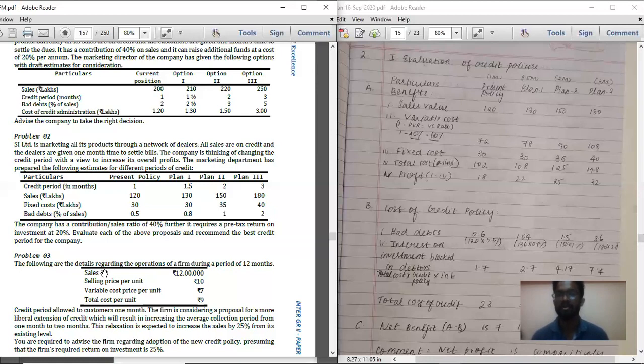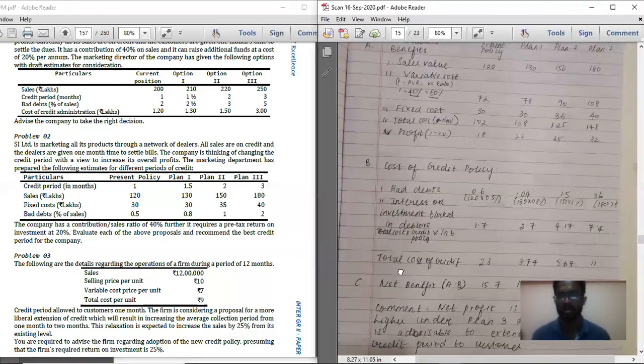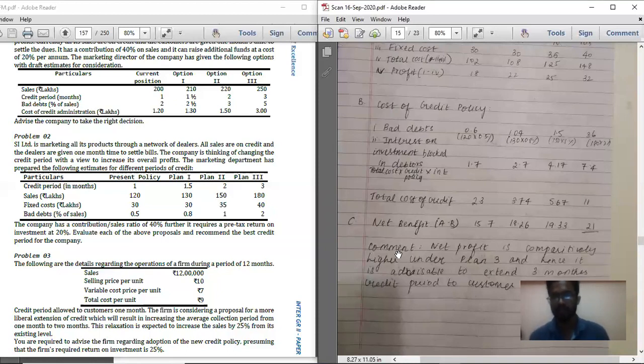Fourth column plan 2, and fifth column is plan 3. Above that, present policy, just write it in brackets: 1 month credit. Present policy is 1 month, plan 1 is 1.5 month, plan 2 is 2 months, and plan 3 is 3 months. This is for informational purposes. You will forget it if you don't write that, and you will just get confused.